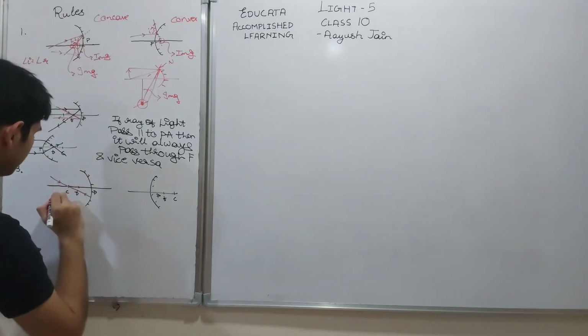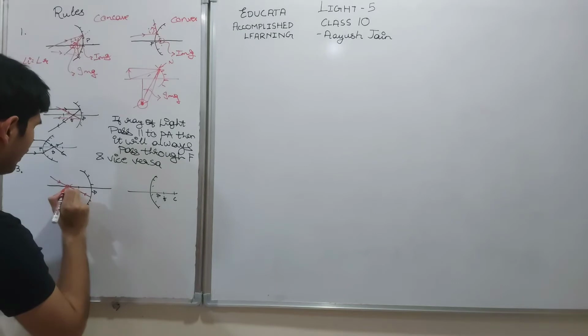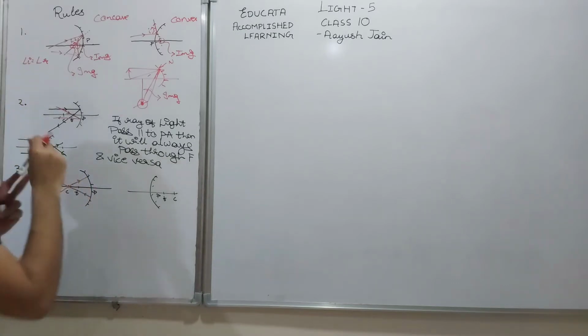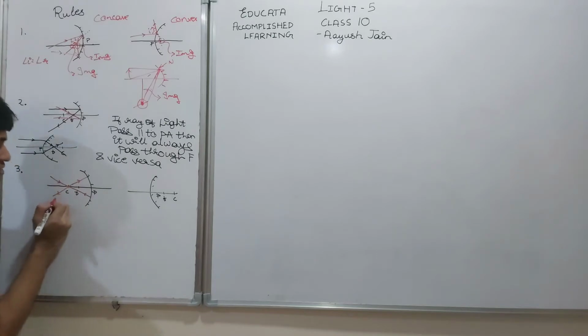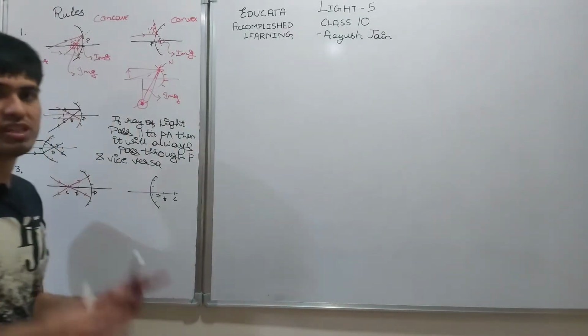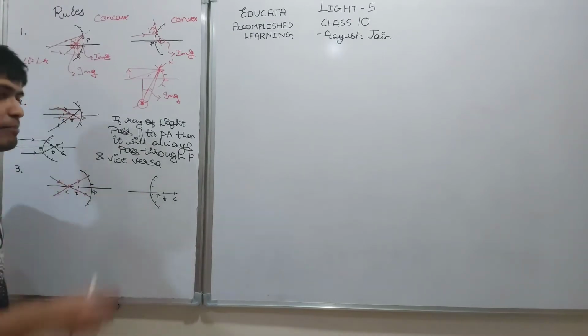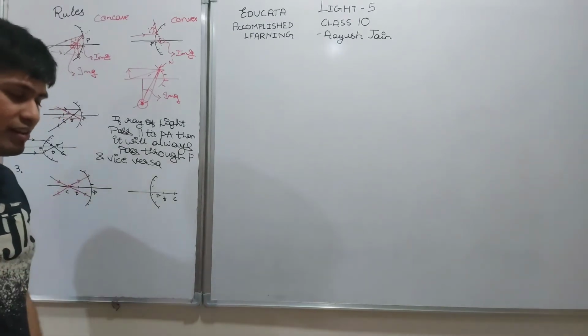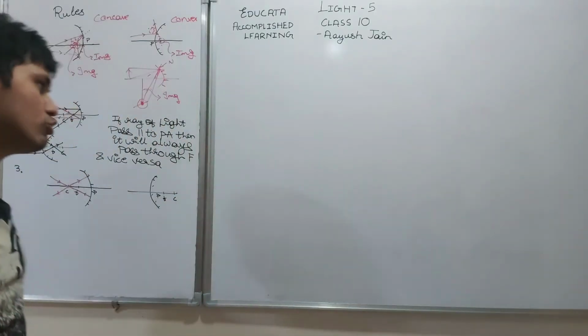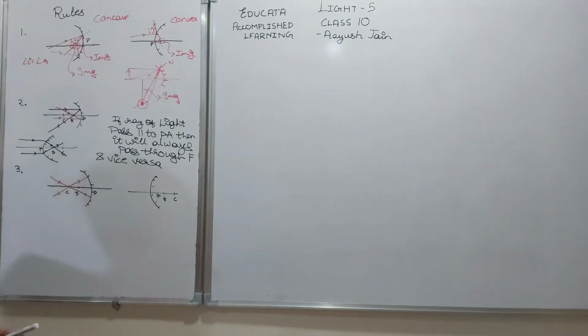Similarly, suppose this is a ray of light which is passing through the center of curvature. It is going somewhere over here. Now it will strike the mirror and it will retrace its path. Like I was going like this, I will again come like this. This is known as retracing of path. It is not that I am going in this direction and I will come in that direction. No, it is not possible. The path will be traced back.